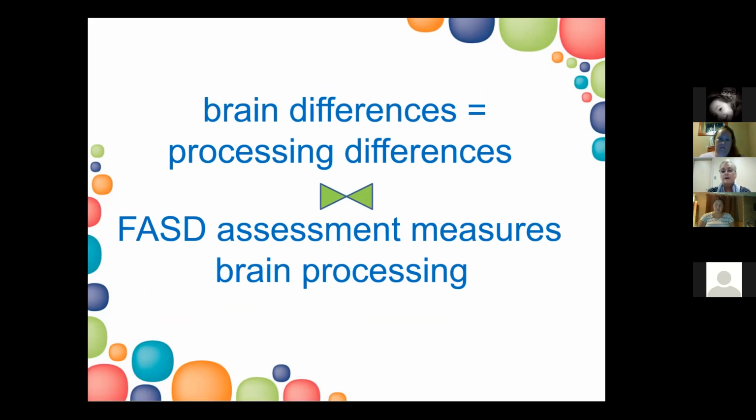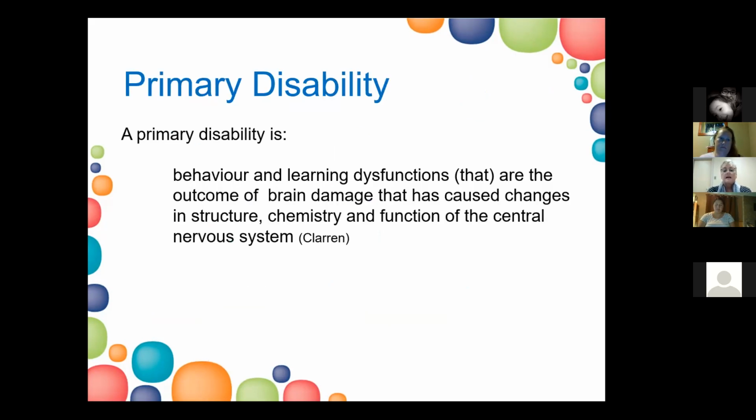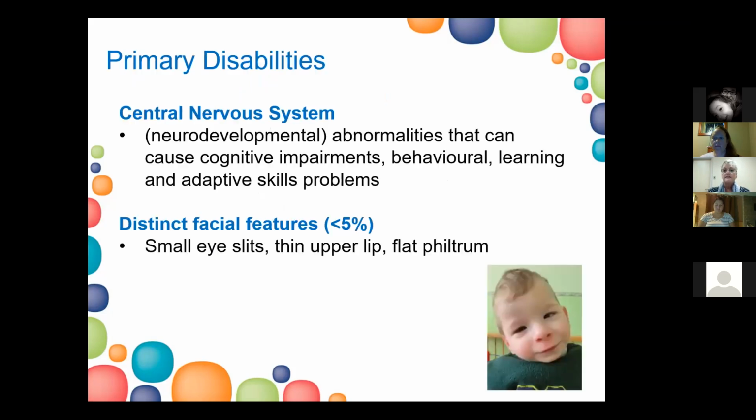FASD measures brain processing, and that's what we do here. And so what we're measuring are primary disabilities. So that's any function that originates from the brain, okay? So behavior and learning dysfunctions that are the outcome of brain damage, caused by a change of structure, chemistry, or function of the central nervous system, or function of the brain. That's a primary disability, and that's what we're measuring here at the clinic. FASD also has, oh, sorry, got ahead of myself there.